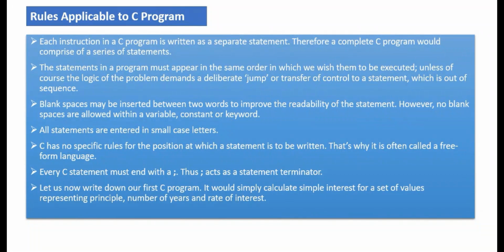It would simply calculate simple interest for a set of values representing principal, number of years, and rate of interest. I hope you remember the formula for calculating the simple interest. That is principal multiplied by number of years multiplied by rate of interest divided by 100. So we are going to write our very first C code to calculate the simple interest.